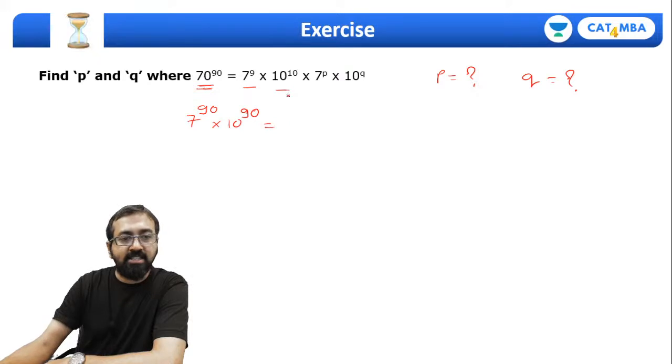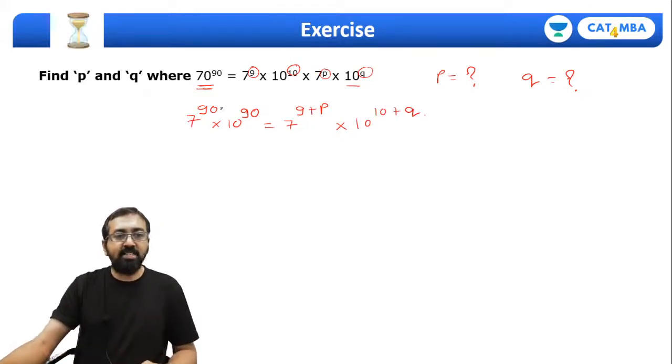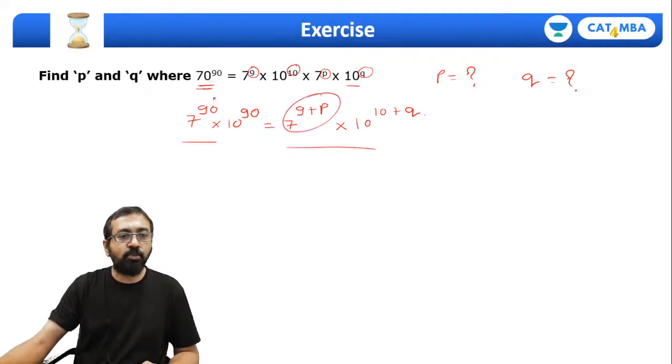Now look at my right hand side. Can we add these two powers because their bases are equal? Yes. So the right hand side will be 7 raised to 9 plus p. Similarly, for this 10, these powers will be added, 10 raised to 10 plus q. Correct? Now it's very easy for us to make out that since these two sides are equal, of course these two parts should be equal and these two parts should be equal.